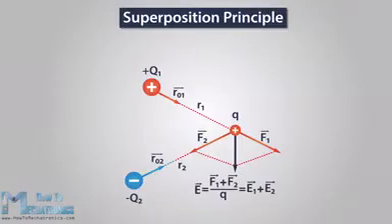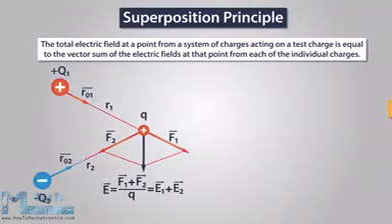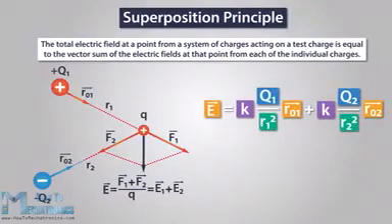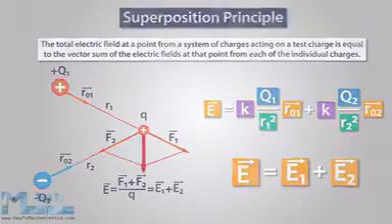In other words, the total electric field from a system of charges acting on a test charge is equal to the vector sum of the electric fields at that point from each of the individual charges. Using the equation for electric field, we can calculate the total electric field E, which is equal to E1 plus E2. The total electric field is represented with the vector E1 plus E2.